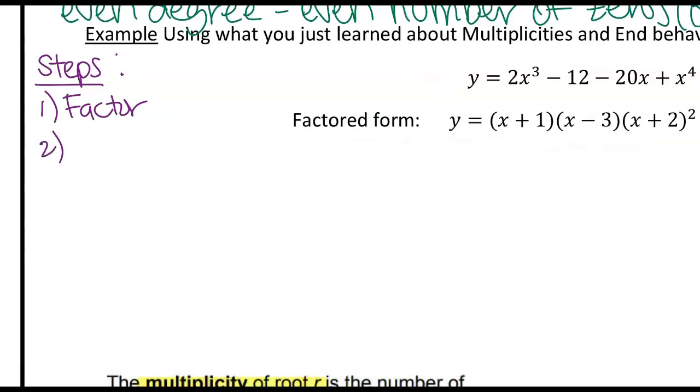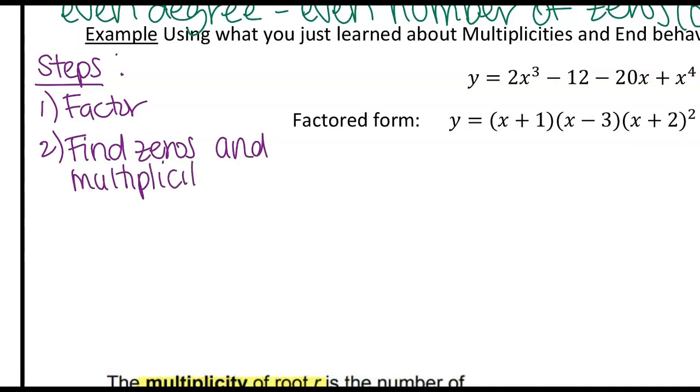The second step, after we factor, is to find your zeros and your multiplicity. Remember, your multiplicity is important because it tells you what's happening to the graph. Is it crossing through the graph or is it bouncing? Step 3 is to find your end behavior, and we saw that on the first page. When you're looking for your end behavior, you're trying to see what's the leading coefficient and what's the degree.